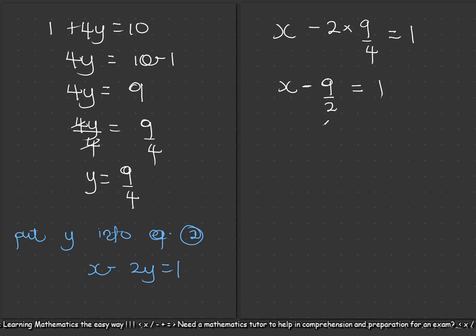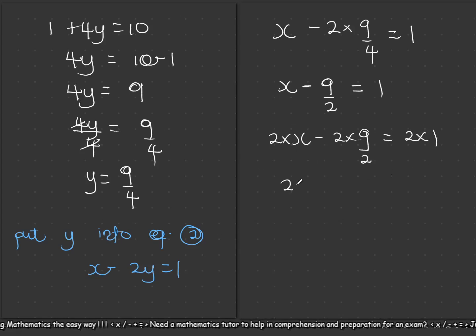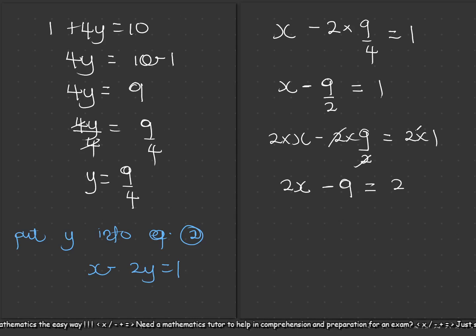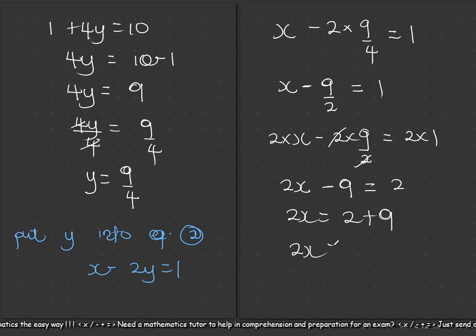Wanting to remove this here, we are going to multiply each and every term by 2. That is 2 times x minus 2 times 9 over 2. Then we have 2 times 1. And with that, we know 2 times x gives us 2x. This cancels this so that we have negative 9 equals 2. Evaluating further, this 9 moves to the opposite side to become a positive 9, so that adding it to 2, we have 11.